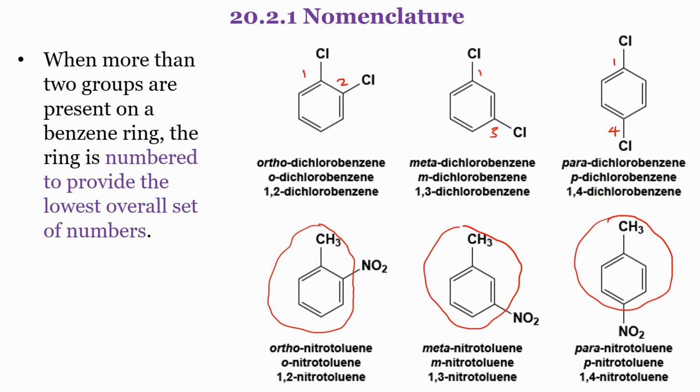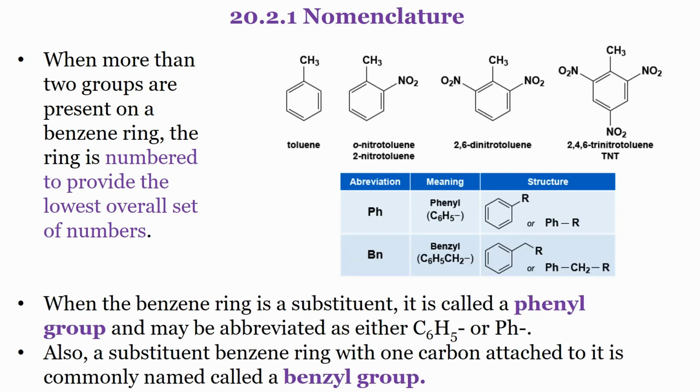Okay, so if that's the parent, then this is your reference: 1, 2, 1, 3. No, the ring has 6 carbons. This will be 1, 4. Okay. I think that's done.